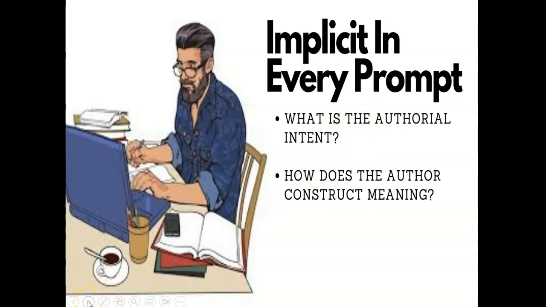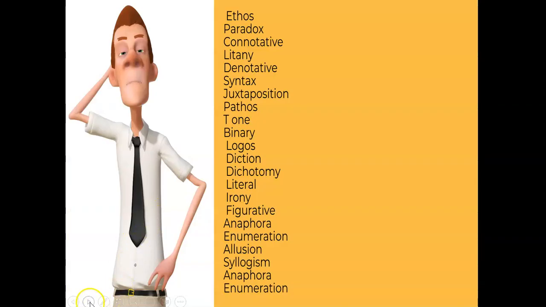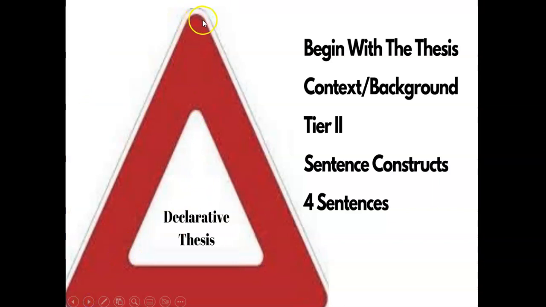When you declare the thesis, you start by answering this question: how does the author construct meaning? That's the thesis. Whenever you're answering that question, that's the thesis. So we're going to declare this out of the gate, just boom, drop the thesis, declare it. So how does the author construct meaning?